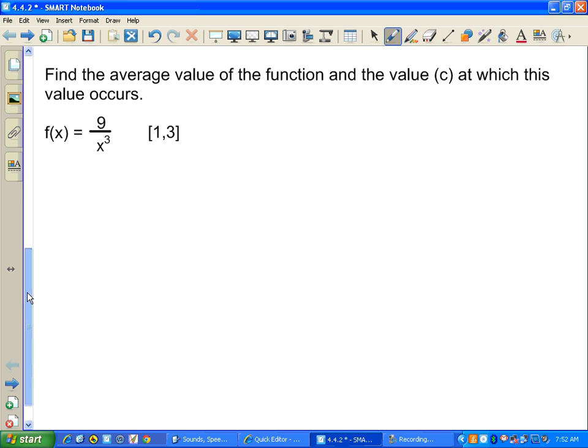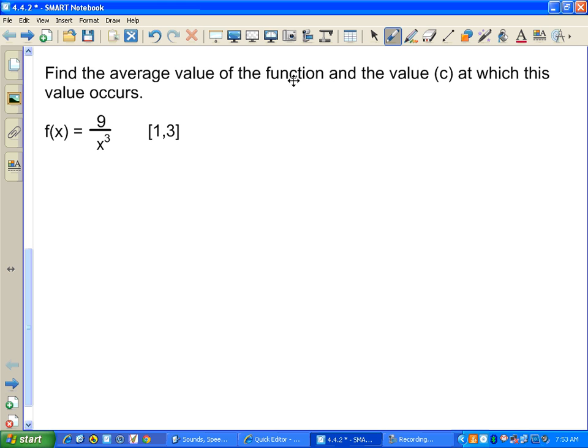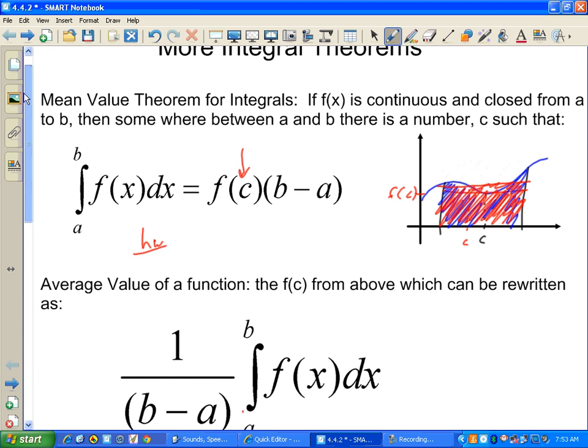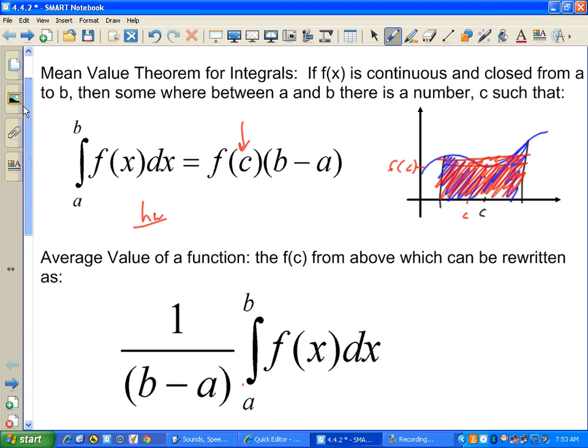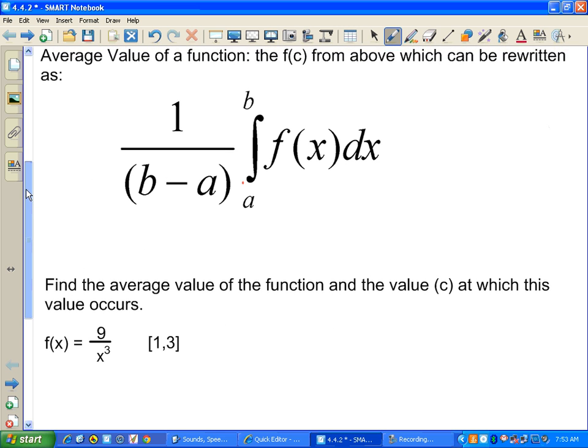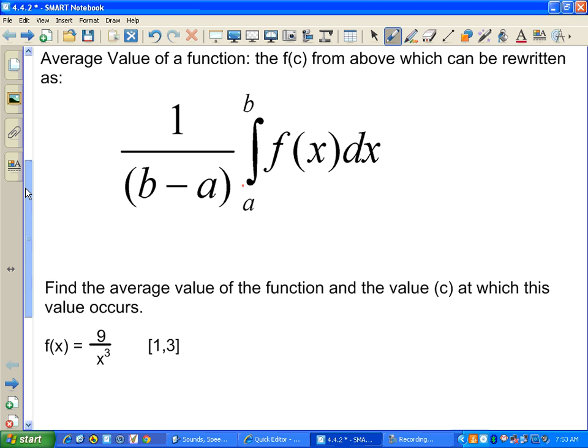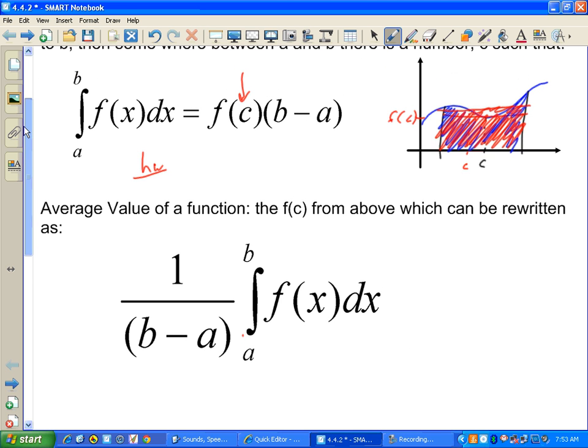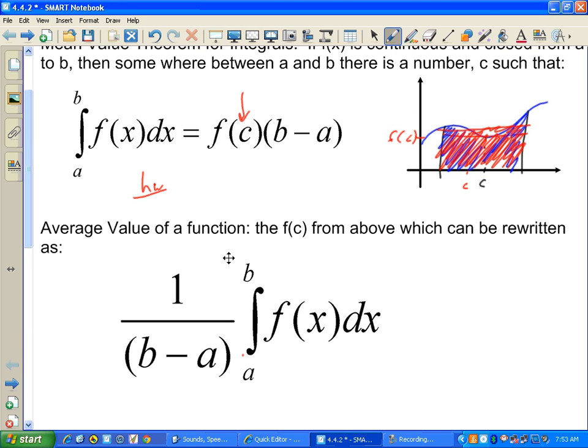So let's go through a couple examples. So if I want to find the average value of the function and the value c at which this value occurs, okay, well, the average value of a function and the value where it occurs. Okay, so I can use this equation to get the average value. Okay, because this equals f at c. Basically I just move this over to get this second equation.